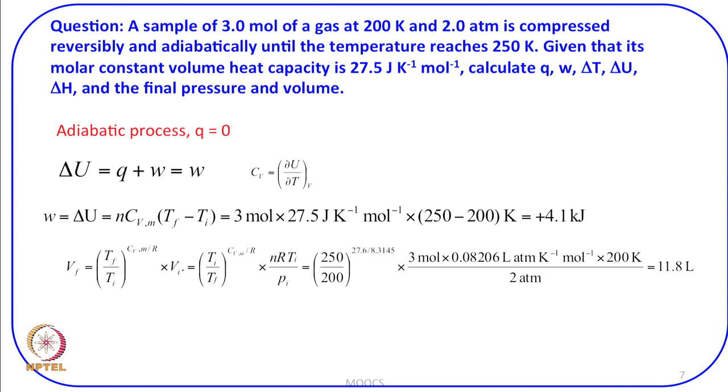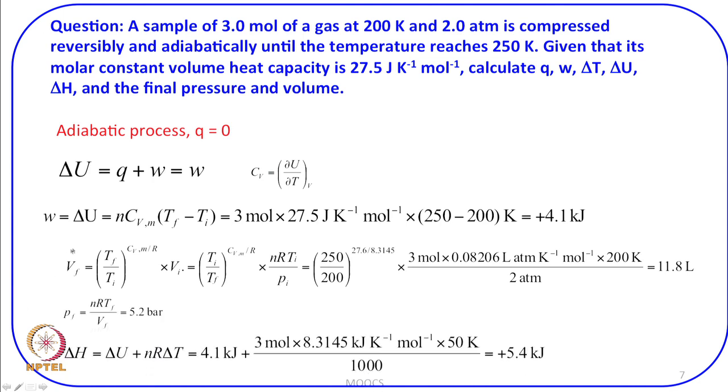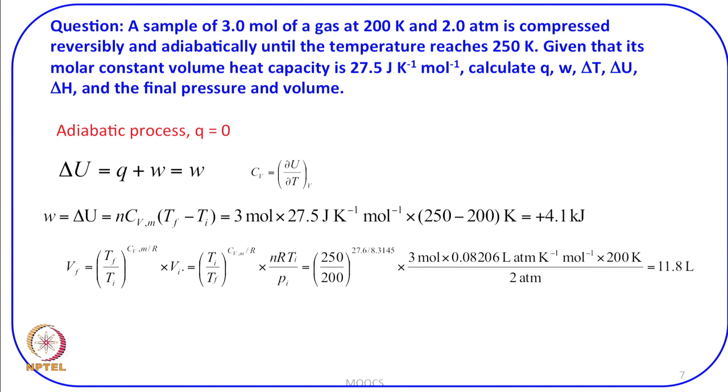Next, we need the final volume, and final volume can be calculated from this expression, because you remember we just showed that V i T i raised to the power c is equal to V f T f raised to the power c, and if we rearrange that, we will have this expression: V f is equal to T f by T i raised to the power Cvm by R into V i. V i can be calculated from n R T i by P i, because this is an ideal gas. And once we substitute all the numbers with a suitable value of R in liter atmosphere per Kelvin per mole, the volume comes out to be 11.8 liter. This is the final volume.